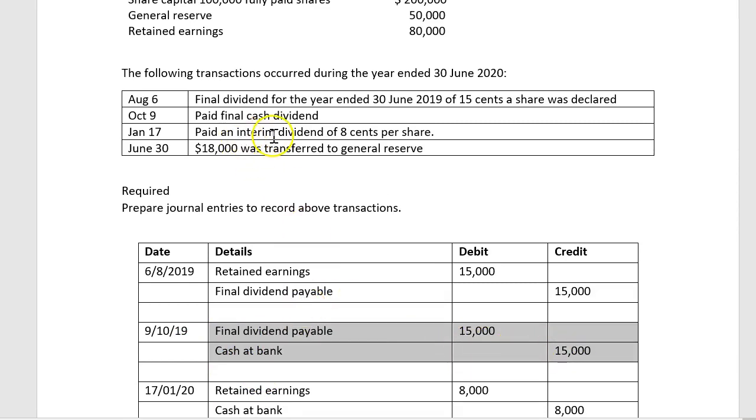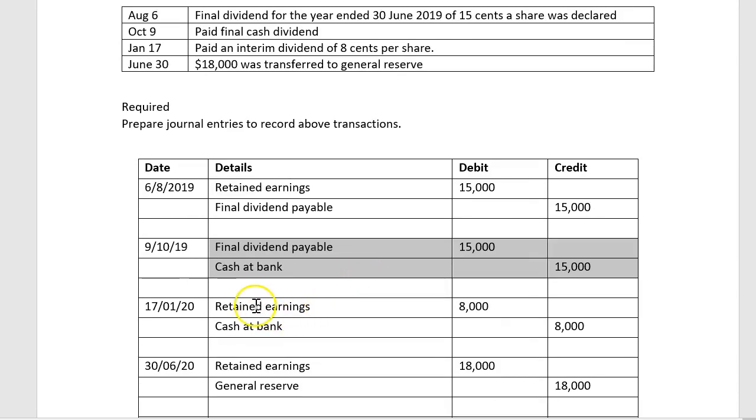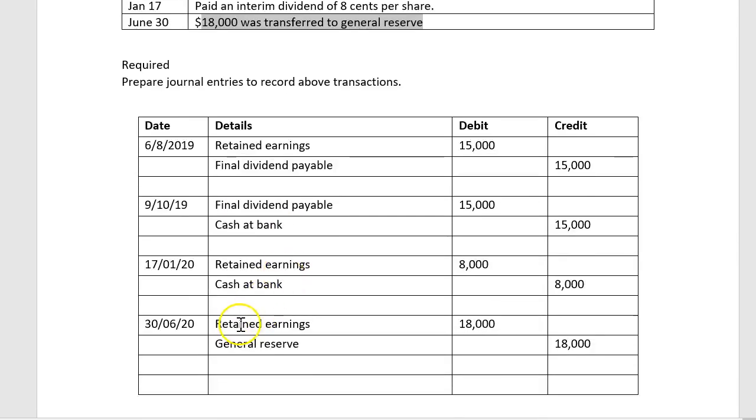17th of January, they paid an interim dividend of 8 cents per share. So it's 8 cents times 100,000, that gives you 8,000. So debit retained earnings, credit cash at bank, 8,000. Because they paid that dividend. Debit retained earnings 8,000, credit cash at bank 8,000. On the 30th of June, $18,000 was transferred to general reserve. Now keep in mind, this amount is transferred from retained earnings to general reserve. So debit retained earnings, credit general reserve.